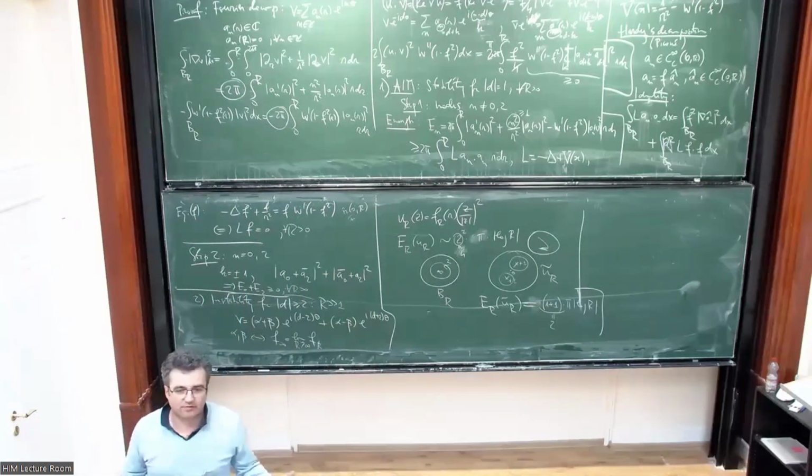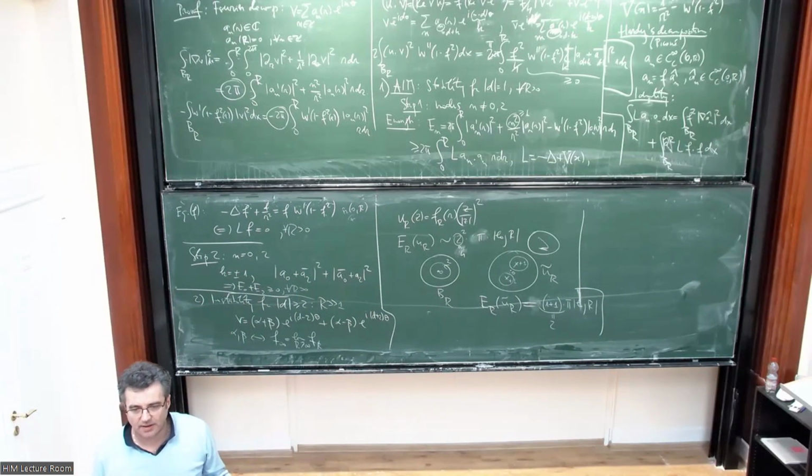So the minimizer always exists, so you have another solution. Then if you ask, is the minimizer unique? The answer is no, because you always have this S1 action group that preserves everything. Now the question is, are the minimizers unique within this? That's open.